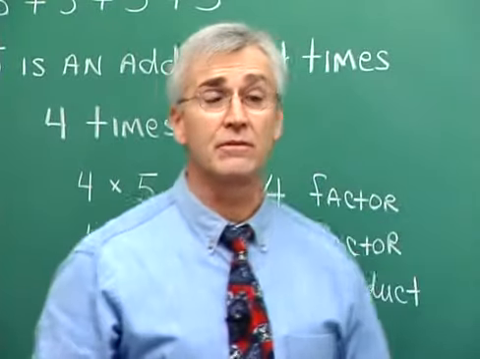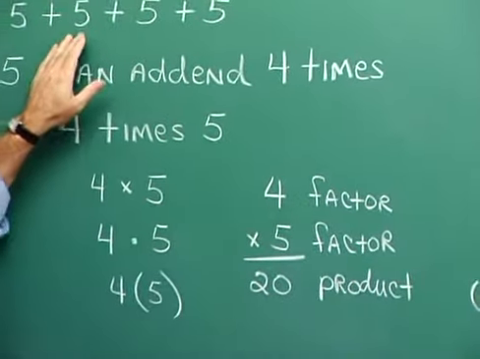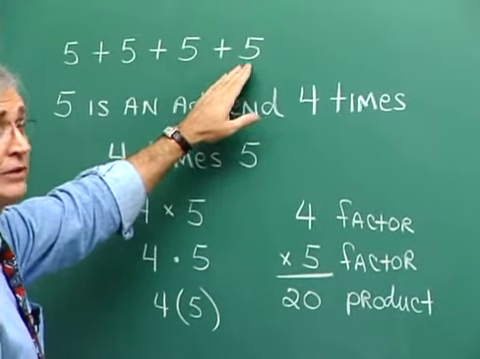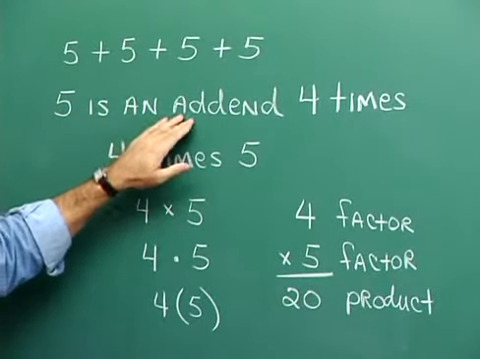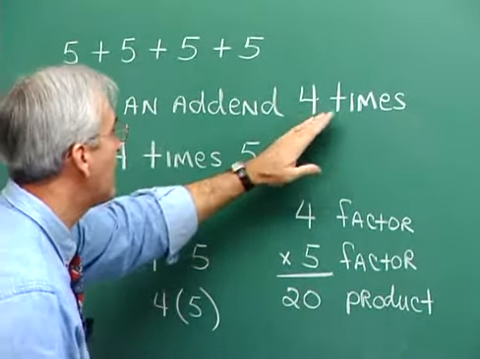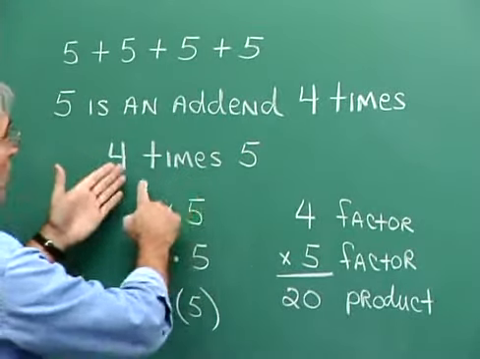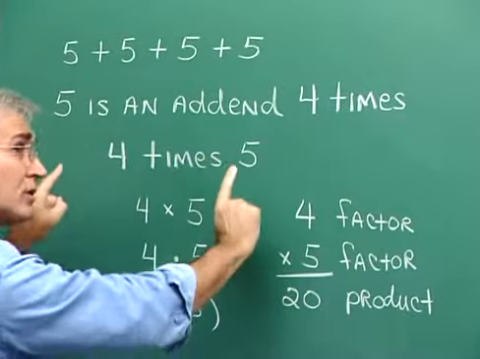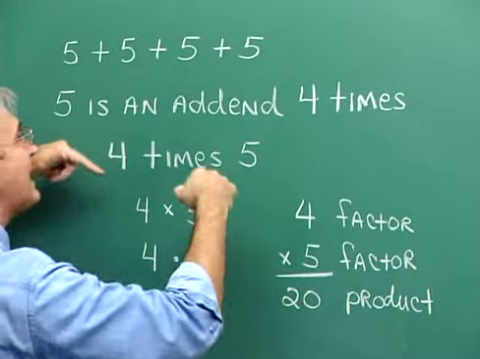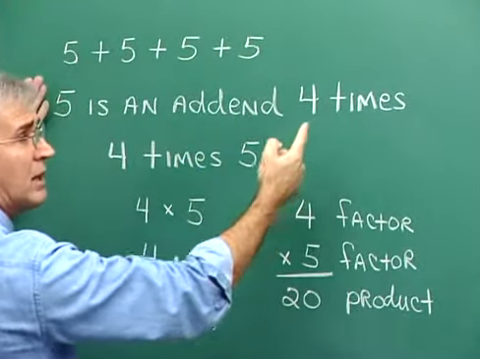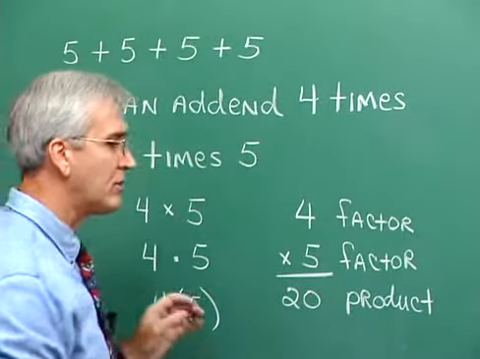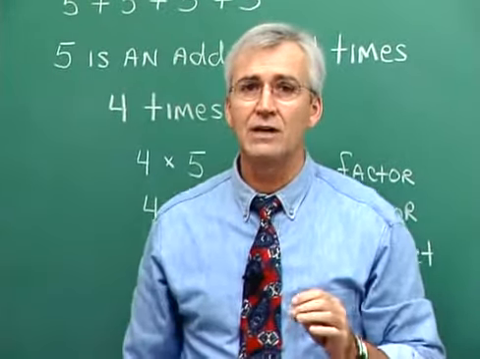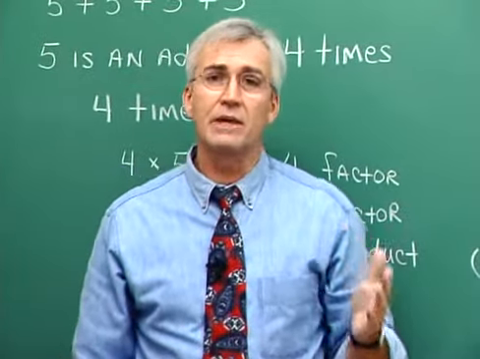Take a look at this pattern. It's 5 plus 5 plus 5 plus 5. Notice that 5 is an addend 4 times. And we can say then that this is actually 4 times 5. You see, 4 times 5 as a multiplication problem, but we can relate it back to an addition problem. In other words, every multiplication problem can be thought of as one in which we have repeated addition.